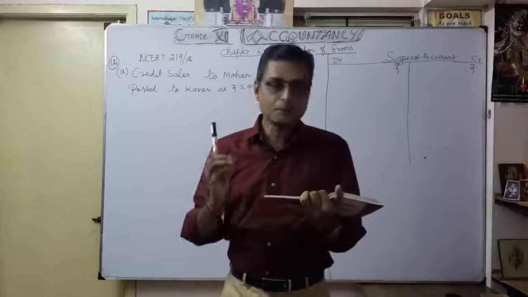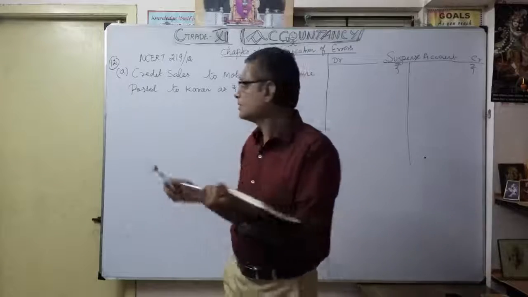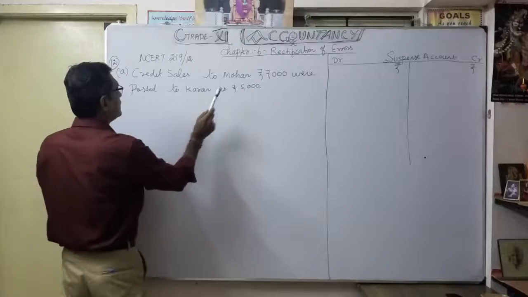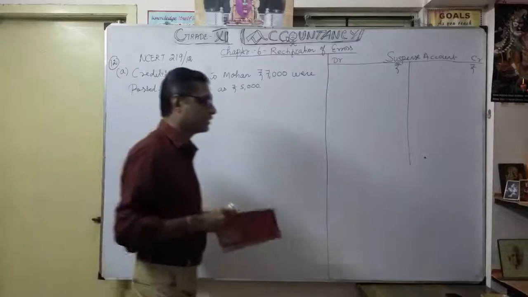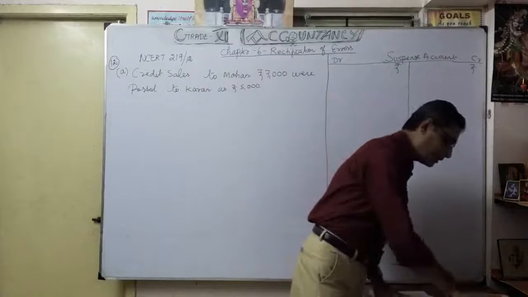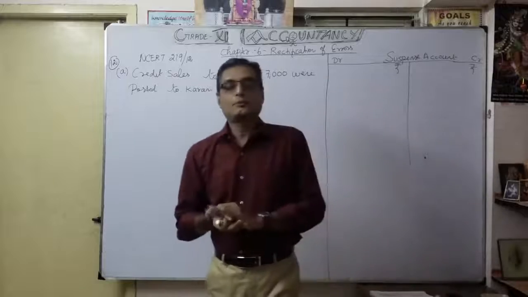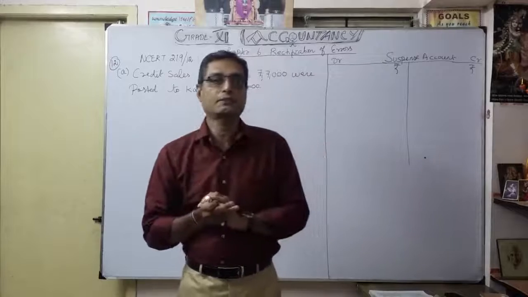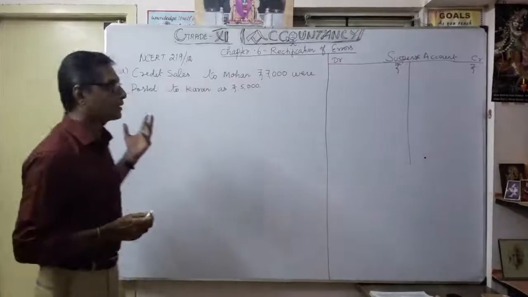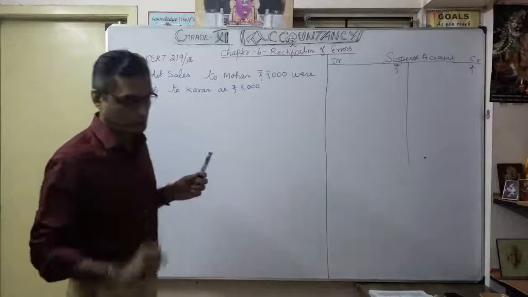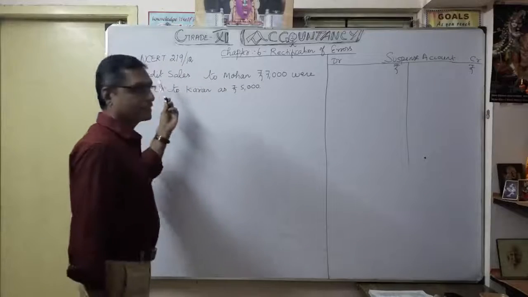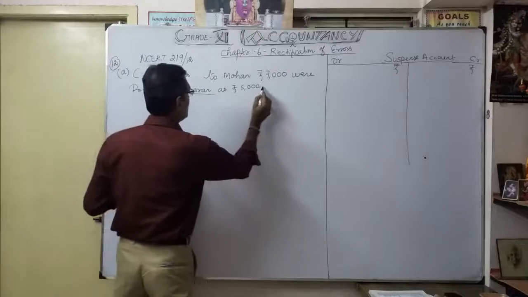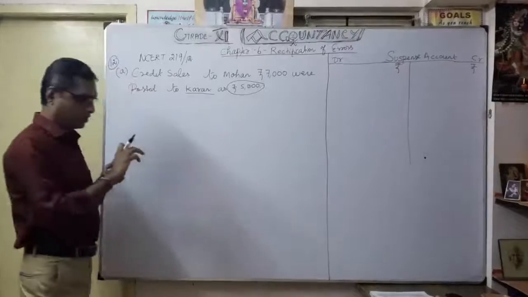What is the first one? Credit sales to Morgan, 7,000, were posted to Current as 5,000. What type of error is this? It comes under error of commission or omission, and error of principle or compensating error. You want to identify which type of error. Mostly here it's an error of commission. They made two mistakes: we made credit sales to Morgan, but posted to Current, and the amount also was 5,000.